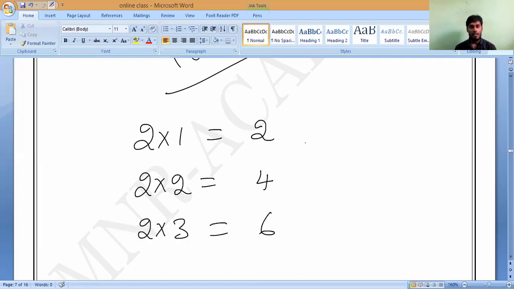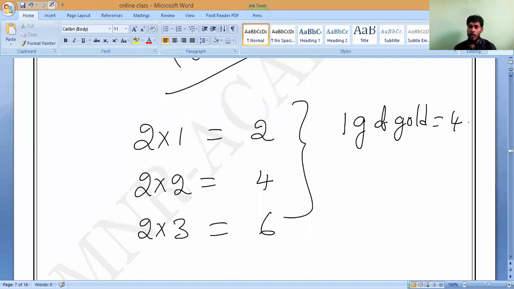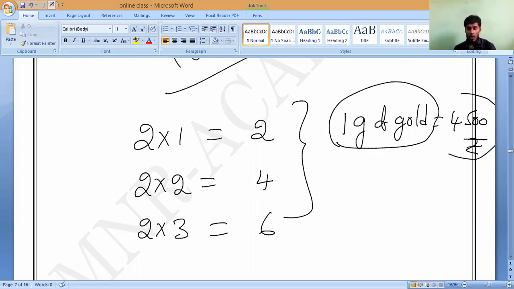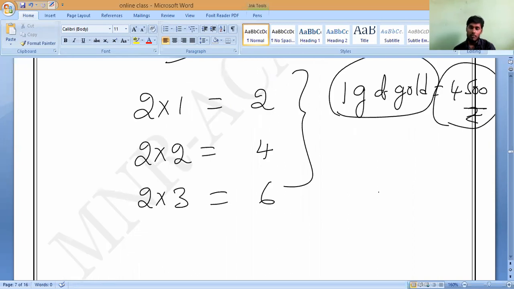6. Correct or not? Now, for example, if I go to the gold shop today, 1 gram of gold is equal to 4,500 rupees. So in the sense, 1 gram of gold is equal to 4,500. Is it right or wrong? Yes or no? 1 gram of gold is equal to 4,500 rupees. Will you able to understand what I am saying?